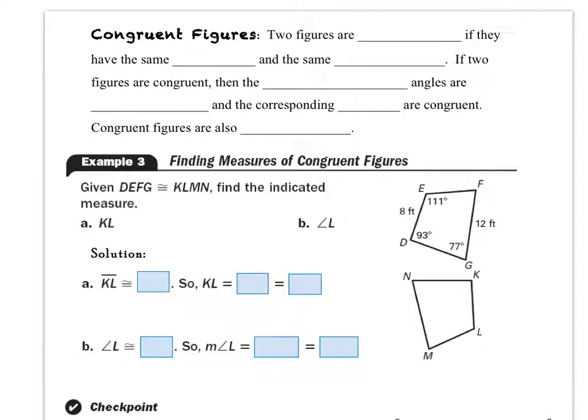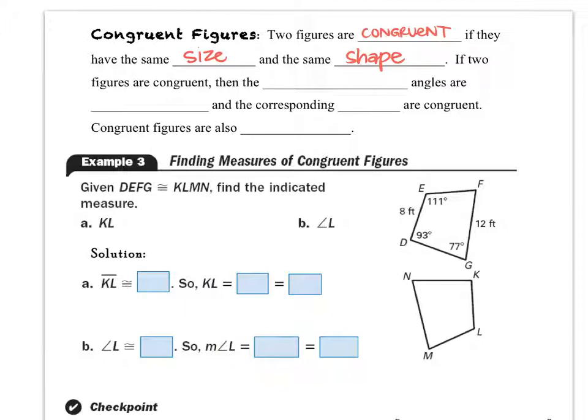All right, let's go ahead and fill in the blanks here at the top of the next page. Two figures are congruent if they have the same size and the same shape. Notice this is different than similar figures that had the same shape but not necessarily the same size. Congruent figures have the same shape and the same size. Therefore, they're essentially the same.